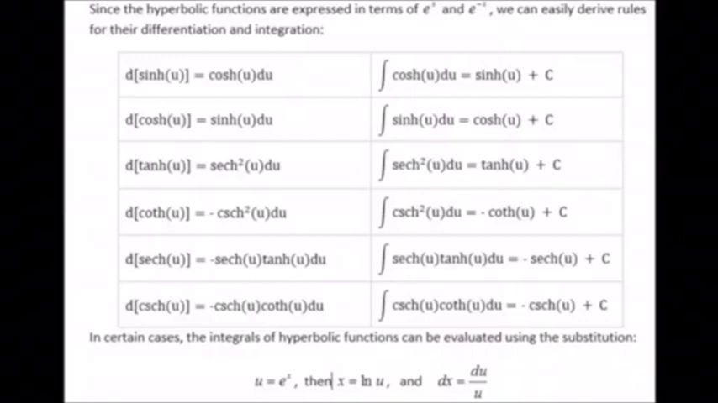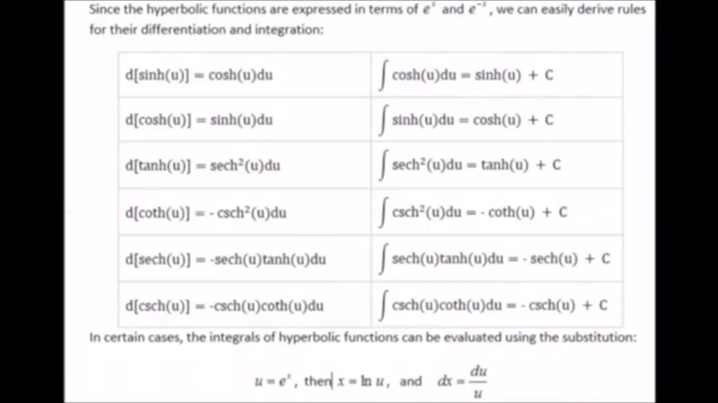Okay, so the last one is the formula for the integrals. As you can see, the first column is for the derivatives of the hyperbolic functions, and the second column is for the integrals. If you notice, it is similar to the integrals of trigonometric functions. The only differences are the signs.